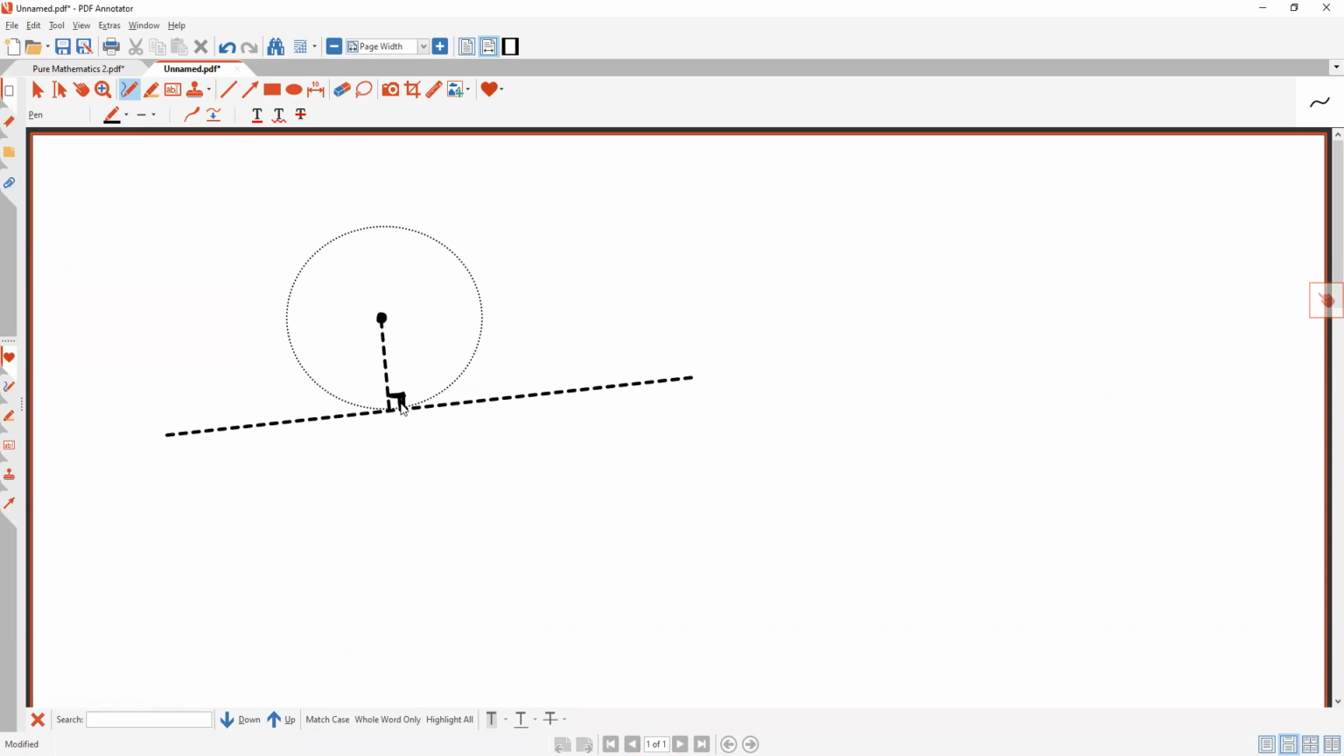The next thing you are supposed to know is that if you have a chord, this is a tangent and this is a chord. I hope all of you know which is the chord and which is the tangent. This is a tangent and this is a chord.